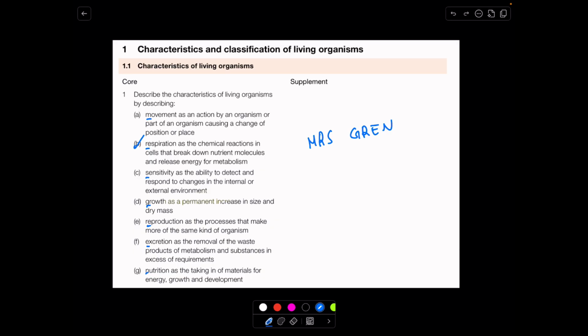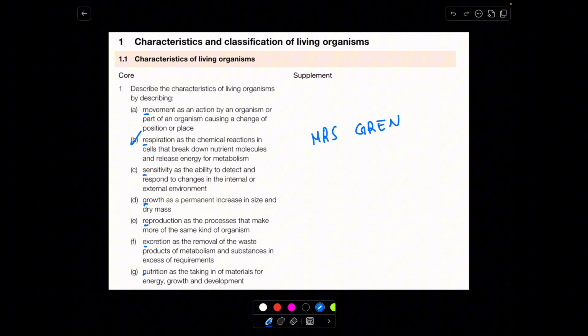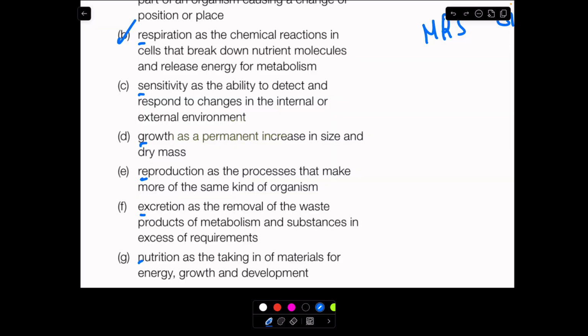Another example is growth. A lot of people misdefine this or incorrectly define it, and the actual definition is a permanent increase in size and dry mass. So both of those you want to remember for the definition of growth. Now, for reproduction, I think that's straightforward. Now, moving on to excretion, guys, a lot of people get this wrong, okay?